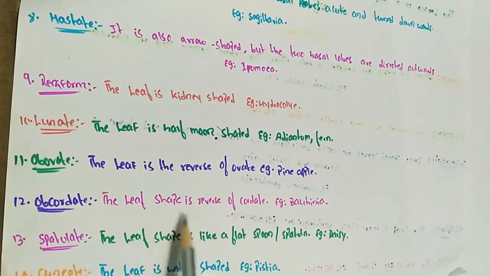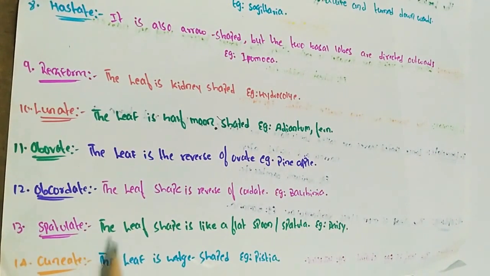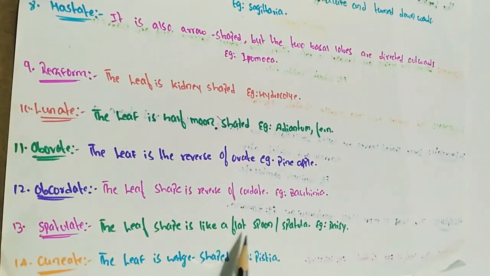The leaf shape is the reverse of cordate. Here the leaf is heart shaped and the apex of the leaf has a deep notch. Example, Bauhinia. 13th type, spatulate. The leaf is like a flat spoon or spatula.